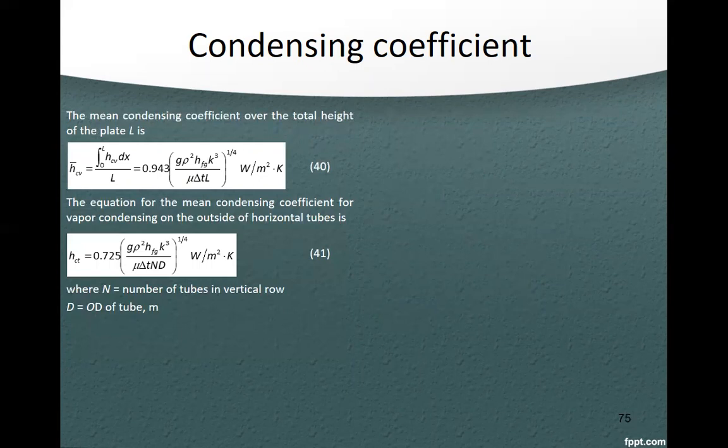So, the equation for the mean condensing coefficient for vapor condensing on the outside of a horizontal tube is h sub ct is equal to 0.725 times g rho squared h sub fg k cubed over mu delta T n D, to the 0.25, watts per meter squared Kelvin, where n is the number of tubes in a vertical row, D is the OD of the tube. Okay? So, unit niya, di siya makancel.